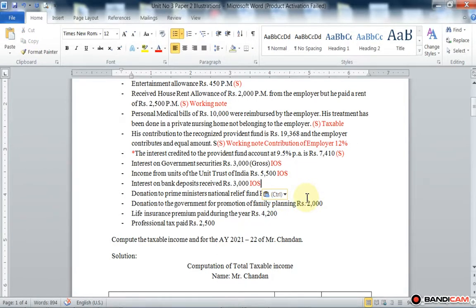Then, donation to the Prime Minister National Relief Fund is allowed for deduction from gross total income under section 80G. Remember, we already discussed the chart of donations allowed for deduction, that is 50% or 100%. So here, all of the donation to the Prime Minister National Relief Fund is allowed for deduction, 100%. Then donation to the government for promotion of family planning is also allowed under section 80G from gross total income, that is 100%.